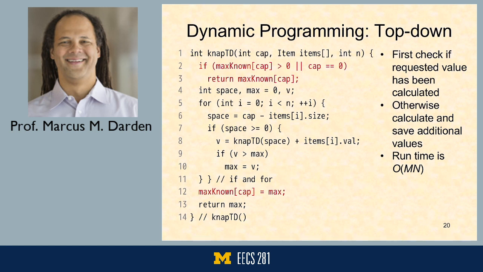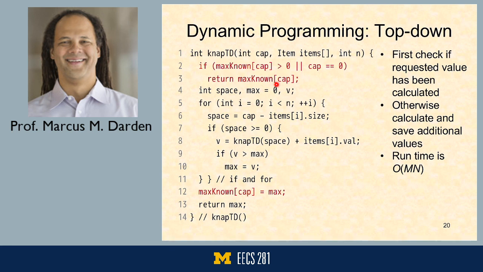I need to add one line near the end. That's what this line 12 is. It says instead of returning this max, let's write it into our memo and then return it. That's the first step. And then the second step is, now that I've got some values in this max known thing, when I come in, if that value is already filled out, or in this case, if it's not empty, I'm going to return what that maximum known is.